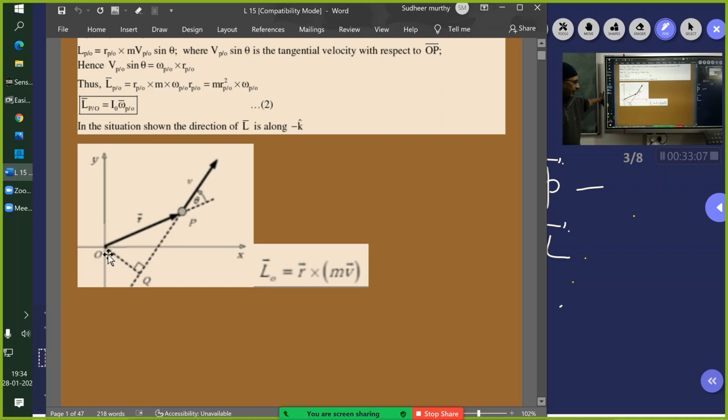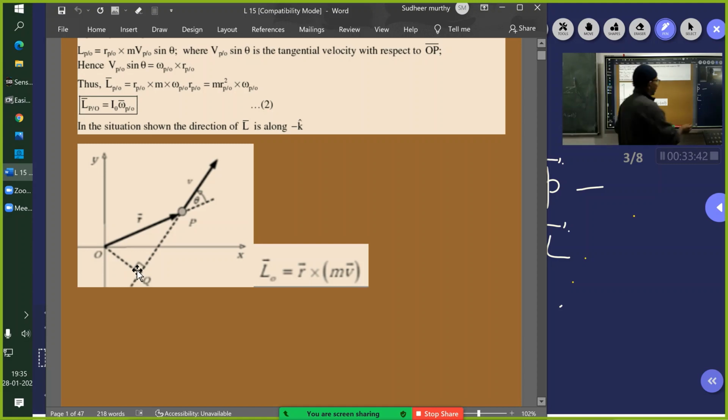See, if you extend V here, OQ will be perpendicular. This is nothing but R sin theta, right? This is also theta, and this is R. So this line OQ will be equal to R sin theta. In other words, if you extend the line of action of the momentum vector and then take a perpendicular from the point of observation or reference point, then this perpendicular distance is what matters. Did you understand this? Yes, sir.